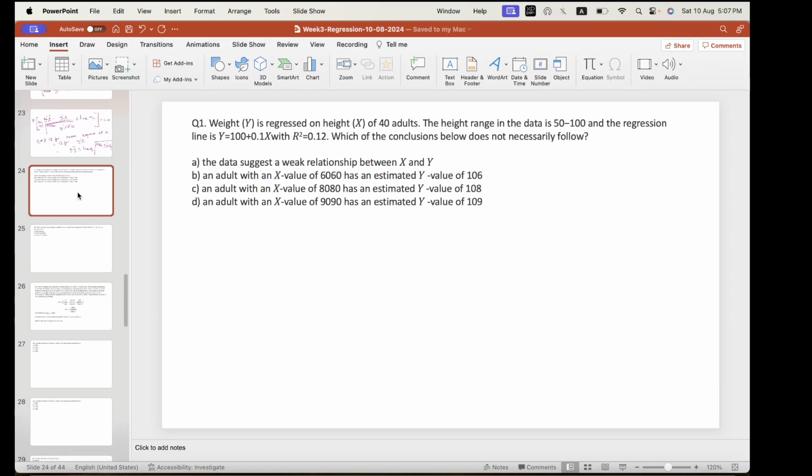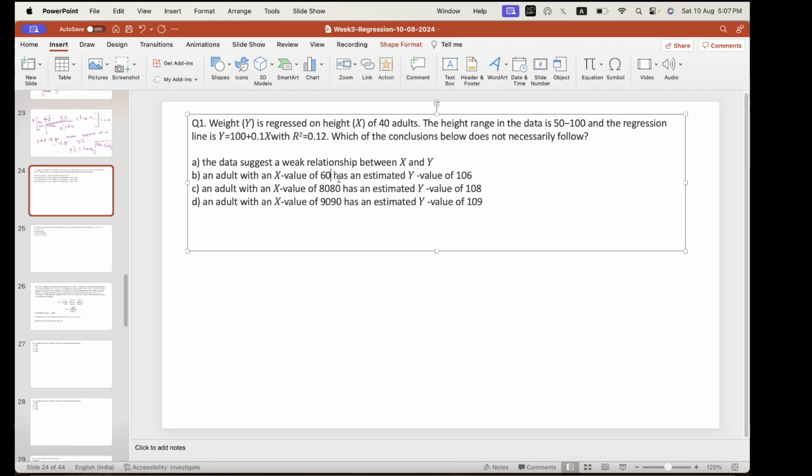1. Here what is it saying? It says weight is regressed on height of 40 adults. The height range in the data is estimated as 50 to 100 and the regression line is this, with R square equal to 0.12. So the question is, which of the following conclusions doesn't necessarily follow?